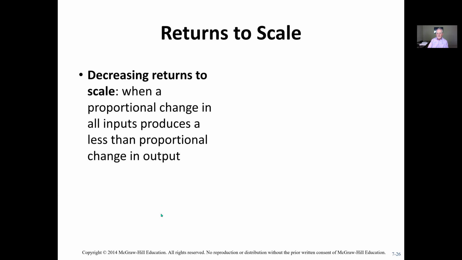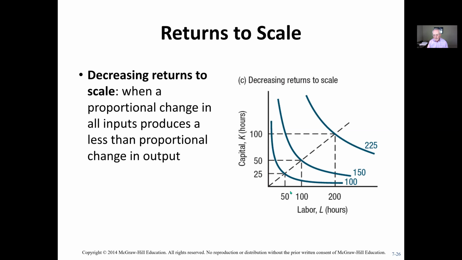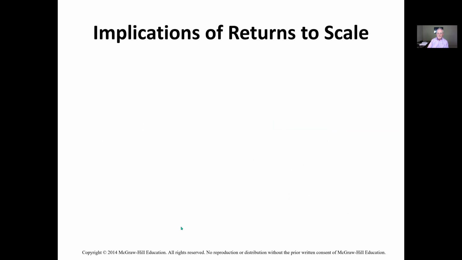And of course, lastly, decreasing returns to scale. Once again, when I keep doubling all my inputs, output less than doubles. So this would be a production technology with an isoquant map that looks like this, where the doubling of my inputs generates less than a doubling of output.